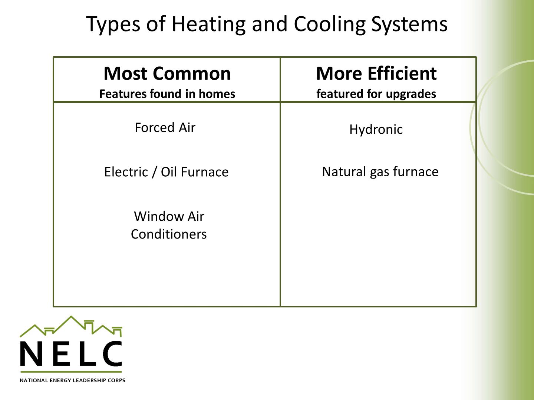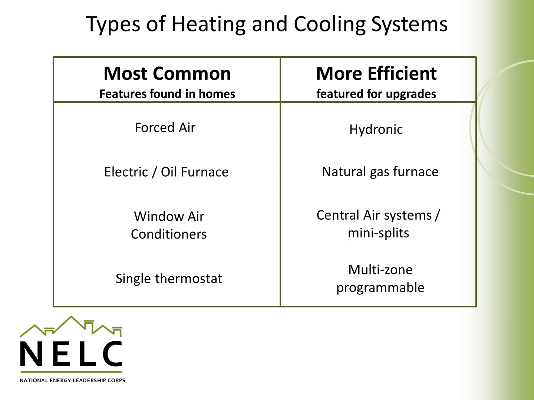We have window air conditioners in many homes where central air conditioning was never installed, and these were added later. These are being generally replaced when possible with central air systems or mini split systems. And most homes have a single thermostat to control the heating and the cooling. A much more efficient route to go would be to have multiple thermostats or multiple zones and to have programmable thermostats to help minimize energy use.